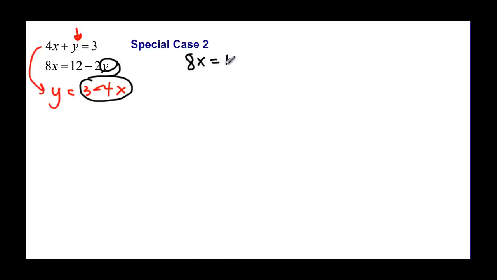Special case number 2. This one will be a little bit easier because we've got a y here that we can solve for very easily. I'm going to subtract 4x from both sides. So that top equation becomes y equal 3 minus 4x. So I've got my 3 minus 4x, and I'm going to plug it in for y in the other equation. So when I rewrite that problem, I have 8x is equal to 12 minus 2, and then I'm not going to write y, I'm going to write 3 minus 4x.